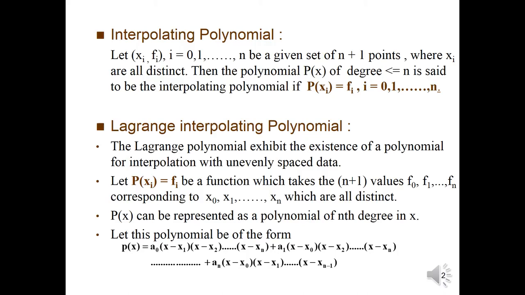See here, x1 is not there. In the previous term, x minus x0 was not there, up to (x minus xn), plus an, here (x minus x0)(x minus x1) up to (x minus xn minus 1), here x minus xn is not there.